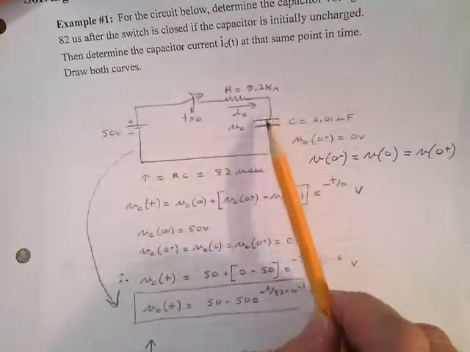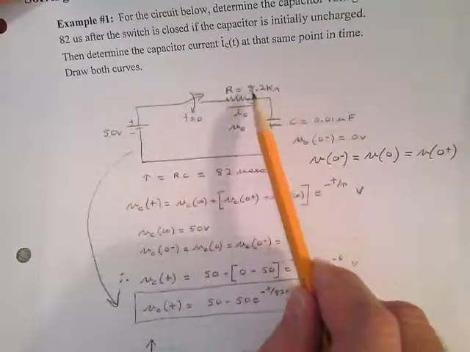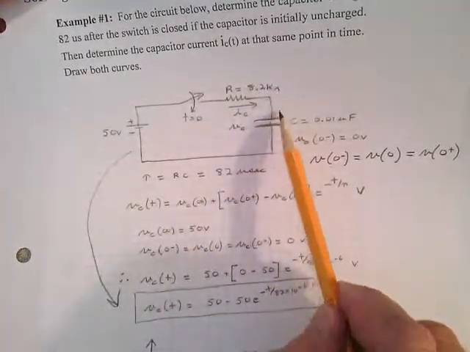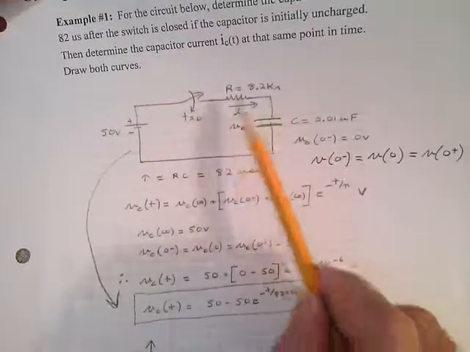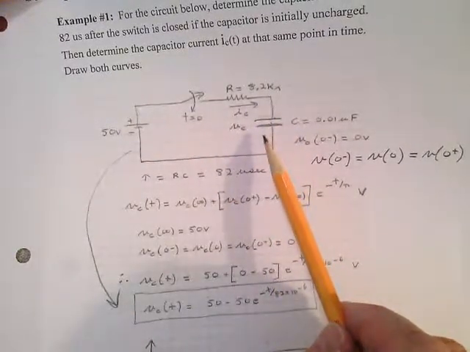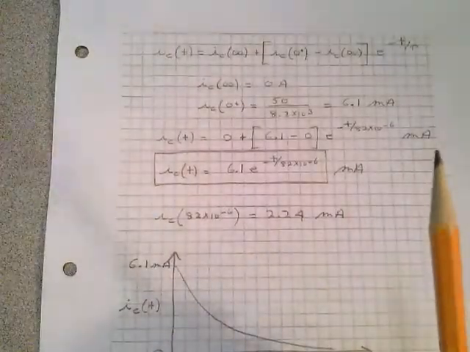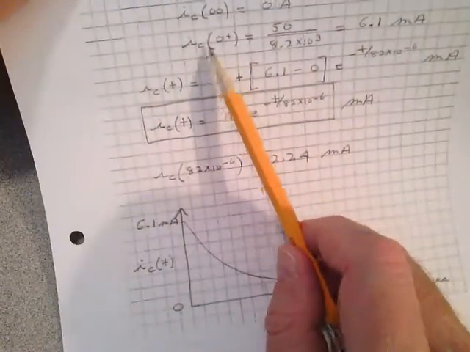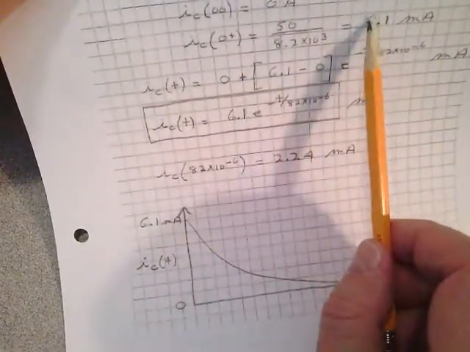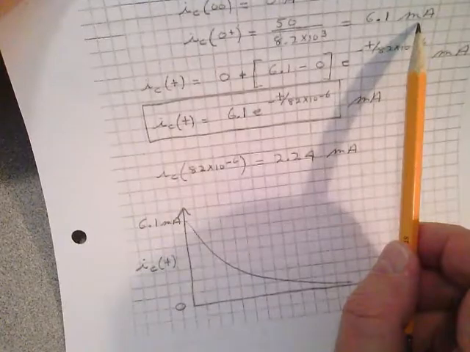So you can evaluate, if that looks like a short here, the current's 50 divided by 8.2 k ohms. That's the current to that capacitor. It looks like a short. Well, don't forget that that current initially is going to be 6.1 milliamps.